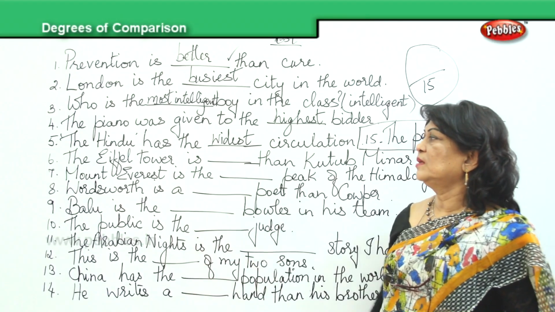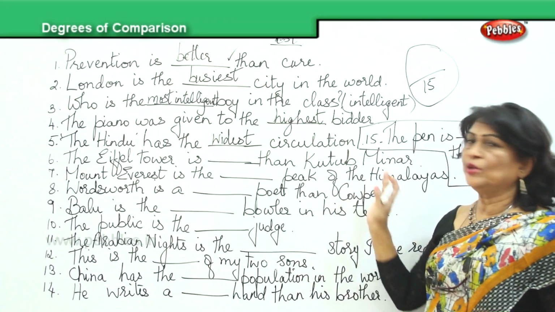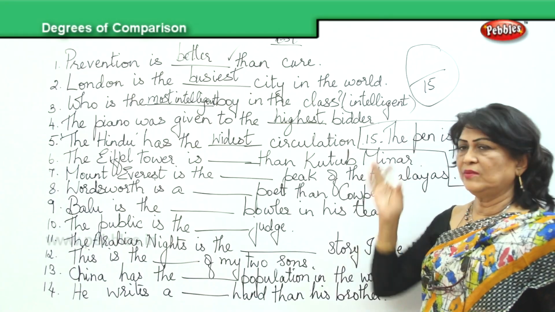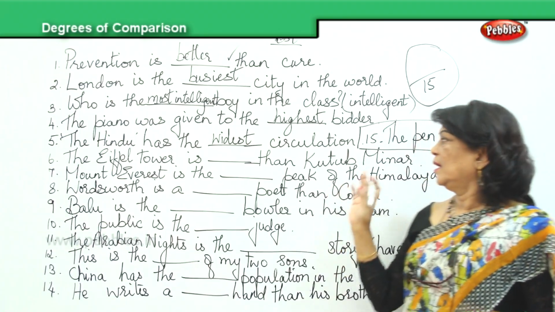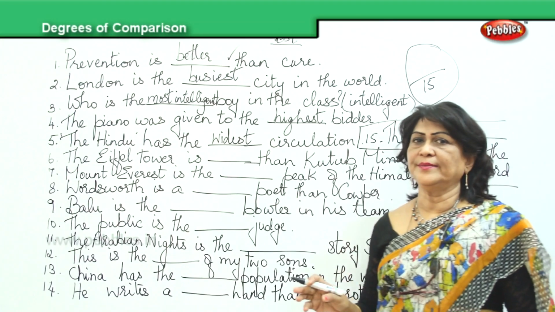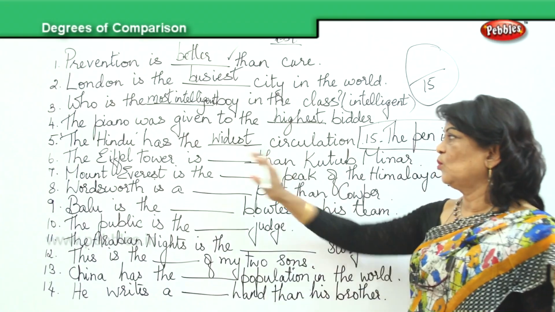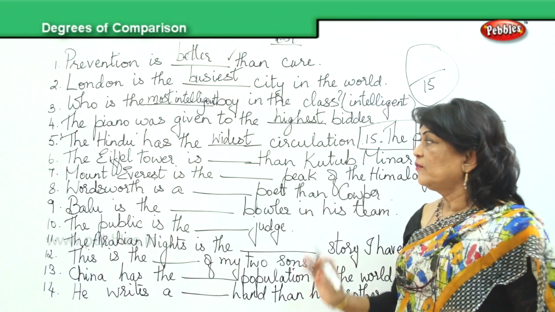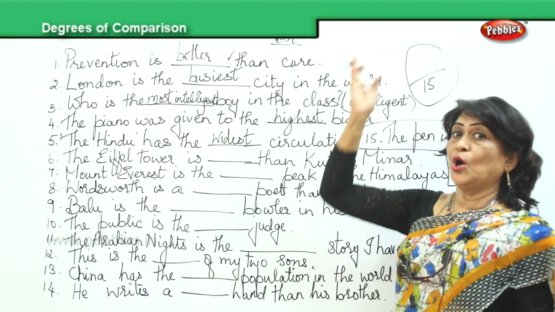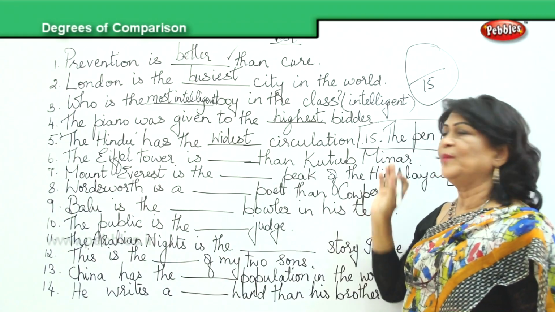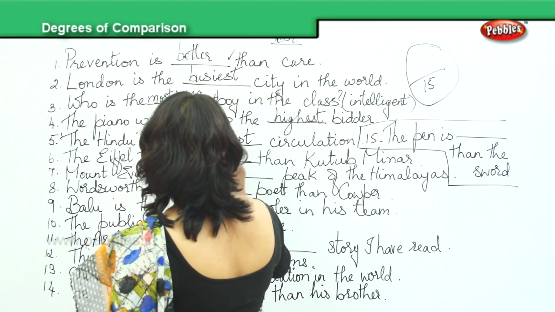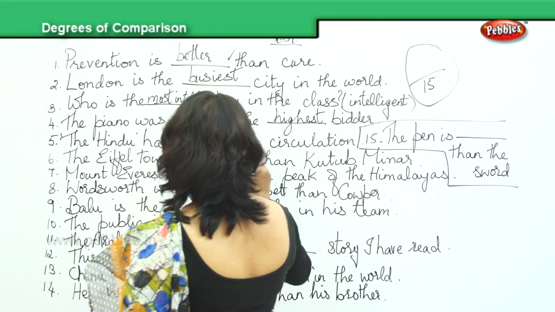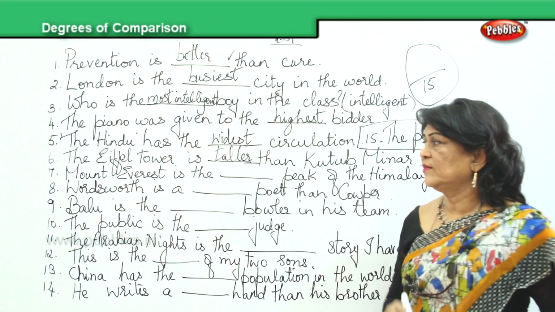Eiffel Tower is dash than Qutub Minar. Both are very tall monuments. Eiffel Tower is in Paris and Qutub Minar is in India. Now let's see what you're going to use there. Eiffel Tower is taller than Qutub Minar. Taller. When you compare two things, you use a comparative degree.